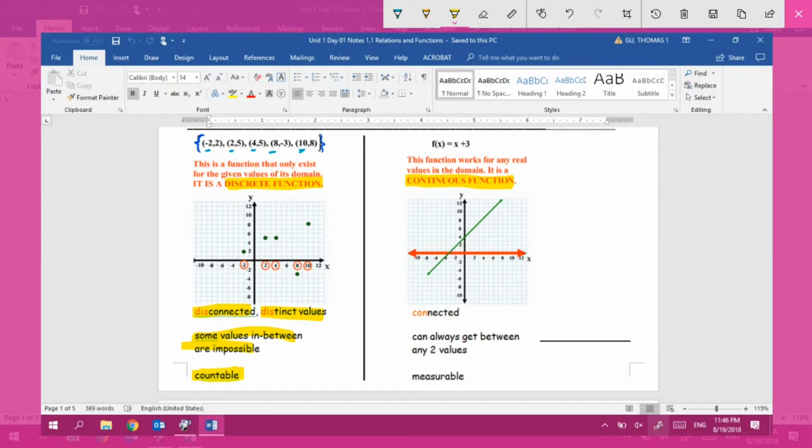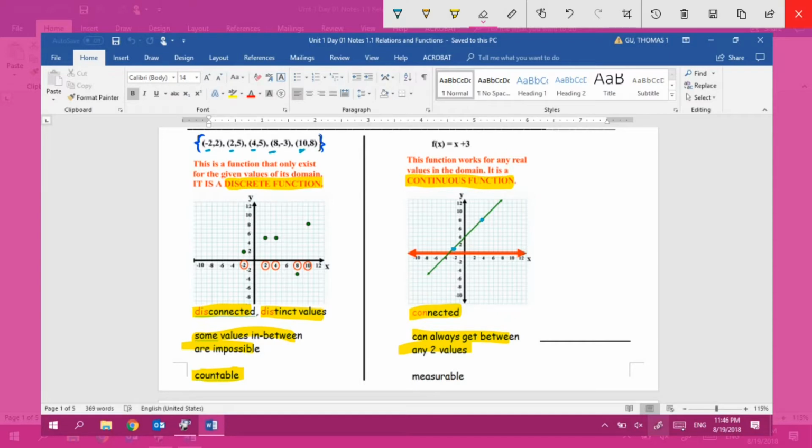All right, next, let's take a look at the continuous function. What do you think a continuous function is? It's a function that works for any real values in the domain. One way you can tell it's continuous is if it's connected. You can always get between any two values. If I pick any two values, like -2 and 4 over here, anywhere in between there is a value for y. And you can measure this. These are usually measurable things.